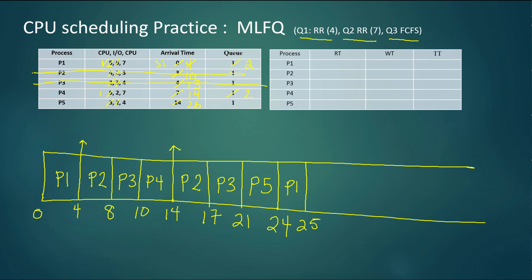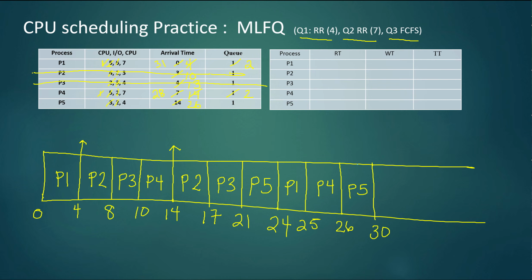And then we have P4, which has 1 time unit left. P4 is going to go until time 26 and go out to IO for 2 time units and come back at time 28. And then we have P5, which is a level 1 and has now arrived at time 26. So P5 is going to finish at time 30.